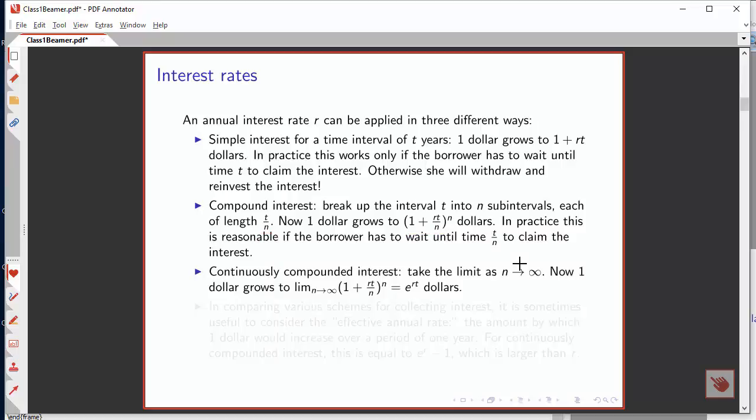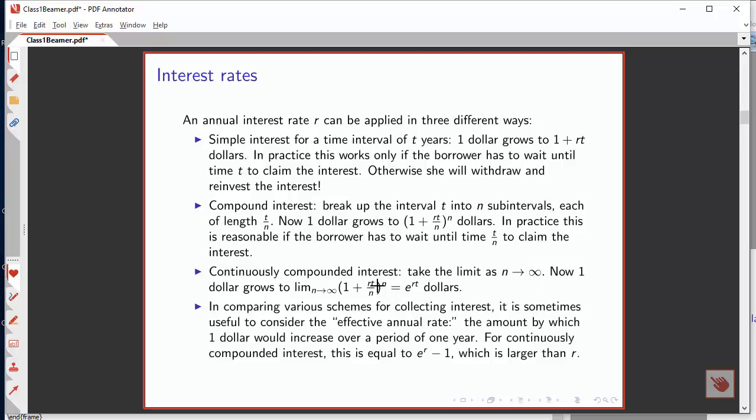Mathematically, it's actually much simpler to imagine continuously compounded interest. We make the subintervals shorter and shorter while making them more numerous, and then we let the number of subintervals n approach infinity, and now we see that $1 grows to the limit of (1 plus rt over n) to the nth power as n approaches infinity, and that limit is equal to the exponential function e to the rt.